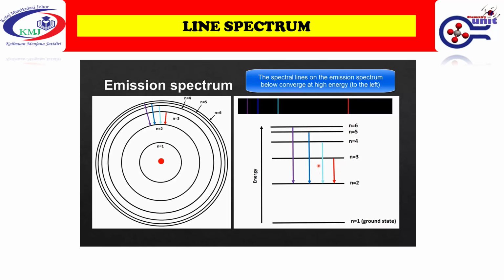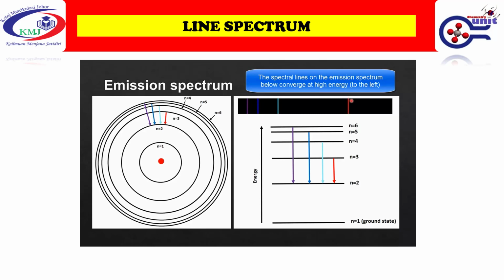Next, we'll have a look at this blue arrow here. This blue arrow represents an electron transition from the n equals 5 to the n equals 2 energy level. And when the electron transitions to a lower energy level, it emits energy. And the energy that's emitted by the electron corresponds to the wavelength of blue light.